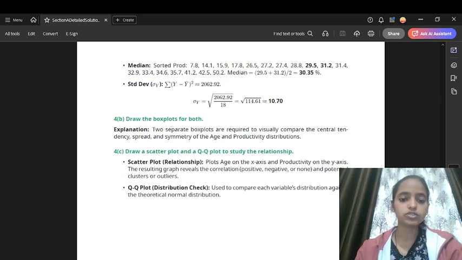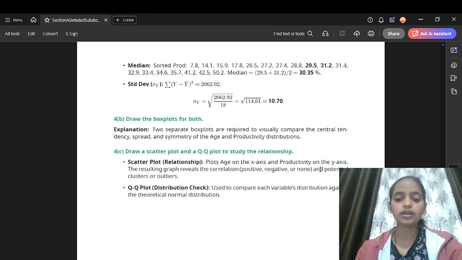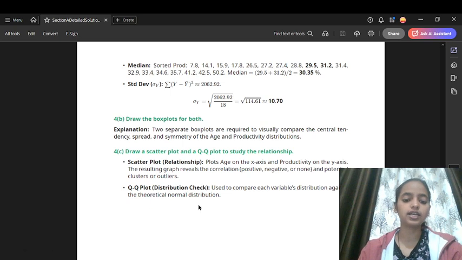So explanation: two separate box plots are required to visually compare the central tendency, spread and symmetry of the age and productivity distributions. Now draw a scatter plot and a QQ plot to study the relationship. The scatter plot plots age on the x-axis and productivity on the y-axis. The resulting graph reveals the correlation, positive, negative or none, and potential clusters or outliers. QQ plot, distribution check: used to compare each variable's distribution against the theoretical normal distribution.